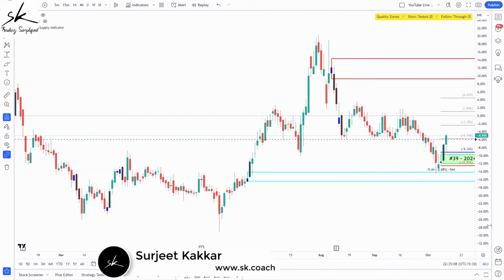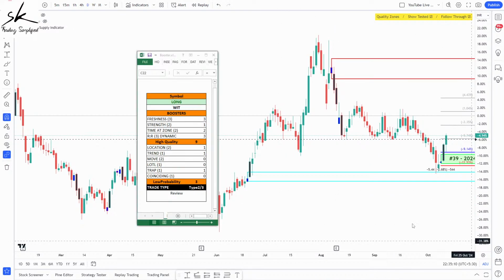Right, so that possibility is there that this might work like a trap, for which I've already given it a score of 1. So if you look at the overall scoring, it's a high quality but low probability setup. Therefore, it should be done as a type 2, type 3 trade. But in case prices move up first and then start coming back, then this will upgrade to a score of 2, thereby converting it into a type 1 trade.